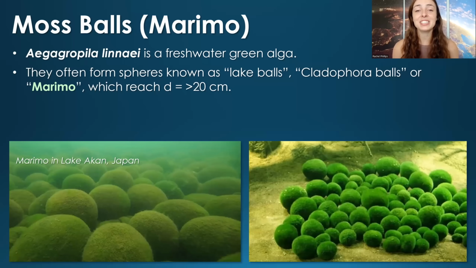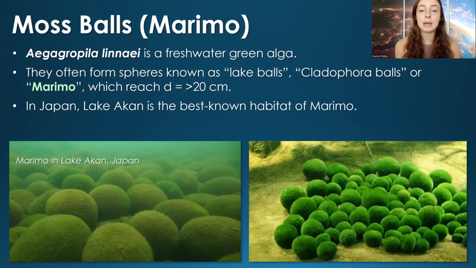Yes, that's right. This is actually a freshwater green algae species called A. linnaei. I'm not going to try and say the genus name. You can just figure that one out for yourself. In any case, these moss balls, the ball formations that this algae forms sometimes, are also nicknamed lake balls or cladophora balls or Marimo in Japanese, as they are often found in Lake Akan in Japan. And they reach over 20 centimeters in diameter. This lake in Japan is the best known habitat of Marimo on modern Earth.